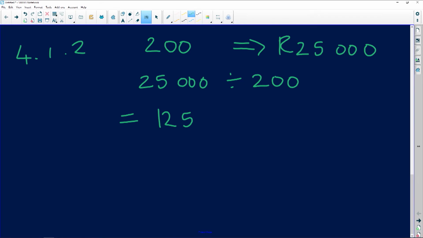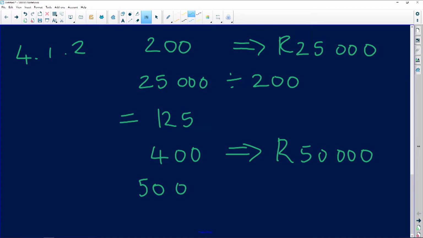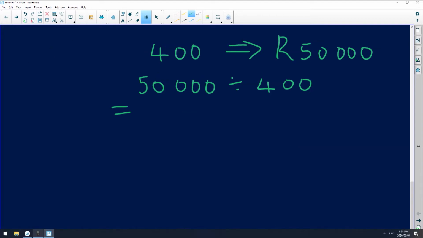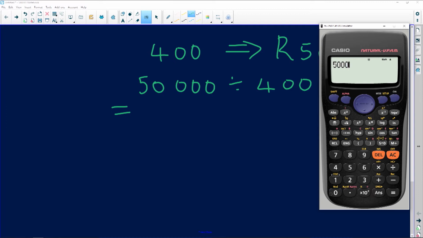The next one says to us 400 items. 400 items cost 50,000. Let's just make that look proper. 50,000. So I want to see if there's a relationship. My relationship would then be 50,000 divided by 400. Is it going to give me the same answer? I don't know. 50,000 divided by 400 gives me 125. There we go.